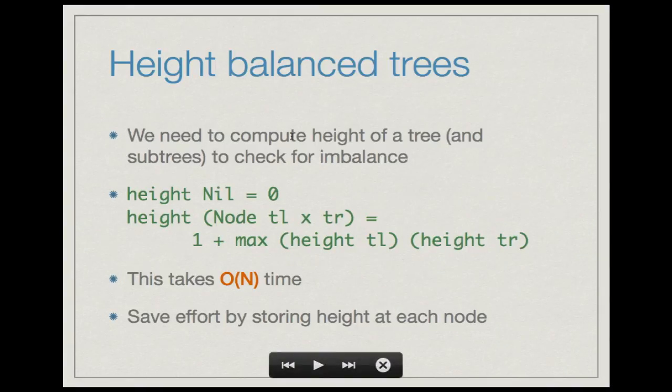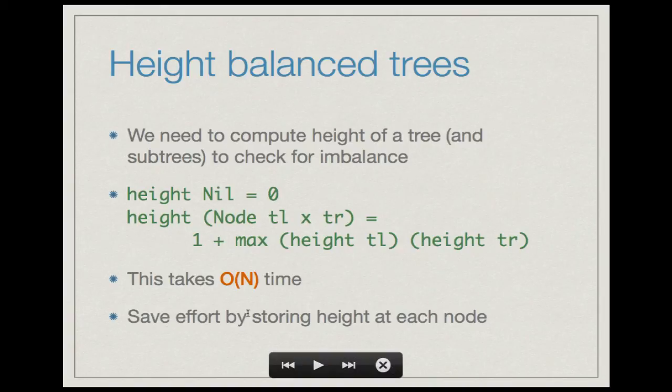So we need to compute the height of a tree and its subtrees to check for imbalance. Usually height would be defined as follows: height of nil equals 0, height of node TL x TR equals 1 plus max of height TL and height TR. But unfortunately, this definition takes order n time to compute height. And we would not like to spend order n time for performing an operation which would be performed multiple times during each insert and delete.